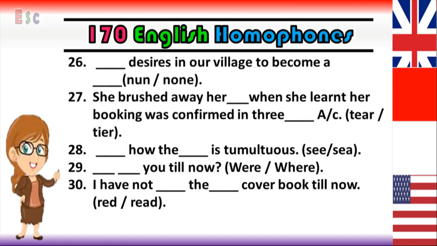26. Desires in our village to become a nun/none. 27. She brushed away her tears/tiers when she learned her booking was confirmed in 3 tier/tear. 28. How the sea/see is tumultuous. C/see. 29. You were till now? Was/where? 30. I have not read the book till now. Red/read.